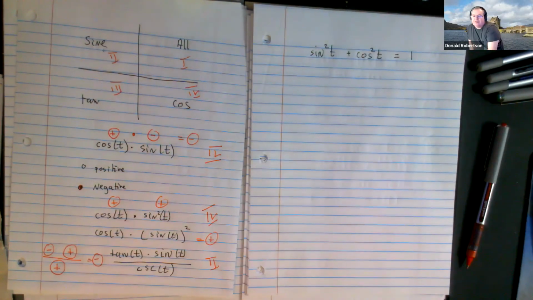Has anybody seen that before? It's the trig identity. Sine squared of an angle plus cos squared of the same angle always equals 1. You recognize that guy? Right.